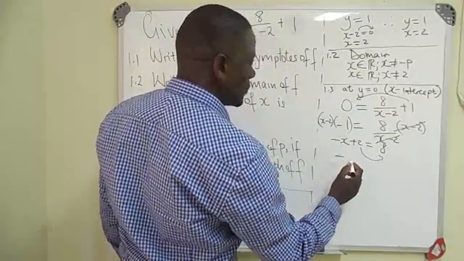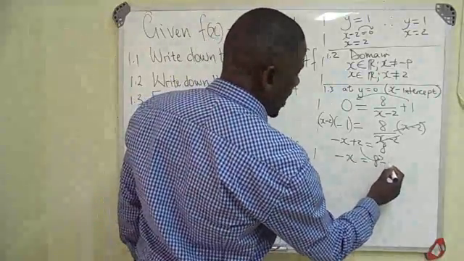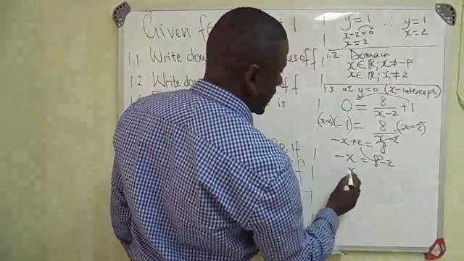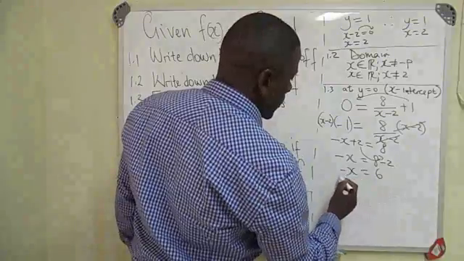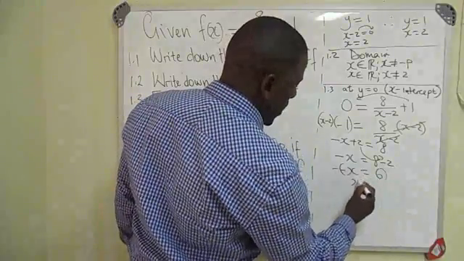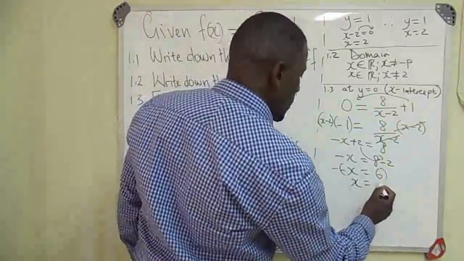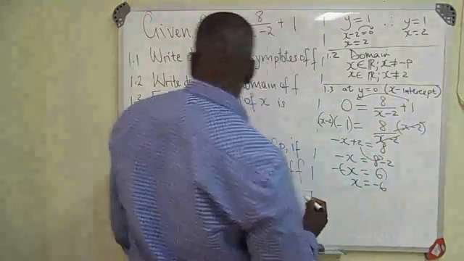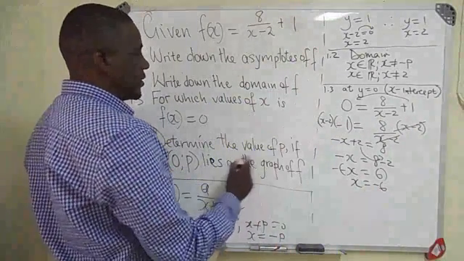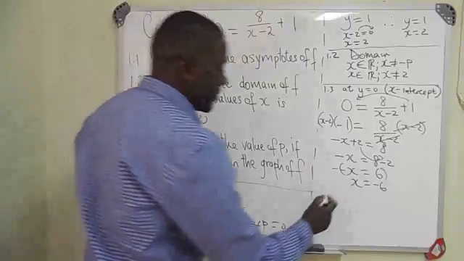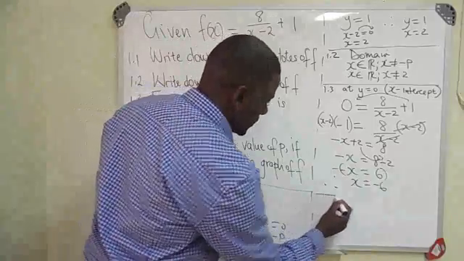So from here, we take this one the other side. So minus x is equals to 8 minus 2. Our minus x is equals to 6. Because of this negative, our x is equals to negative 6. So, for which values of x? It's only one value of x. So, therefore, our x is equals to minus 6.